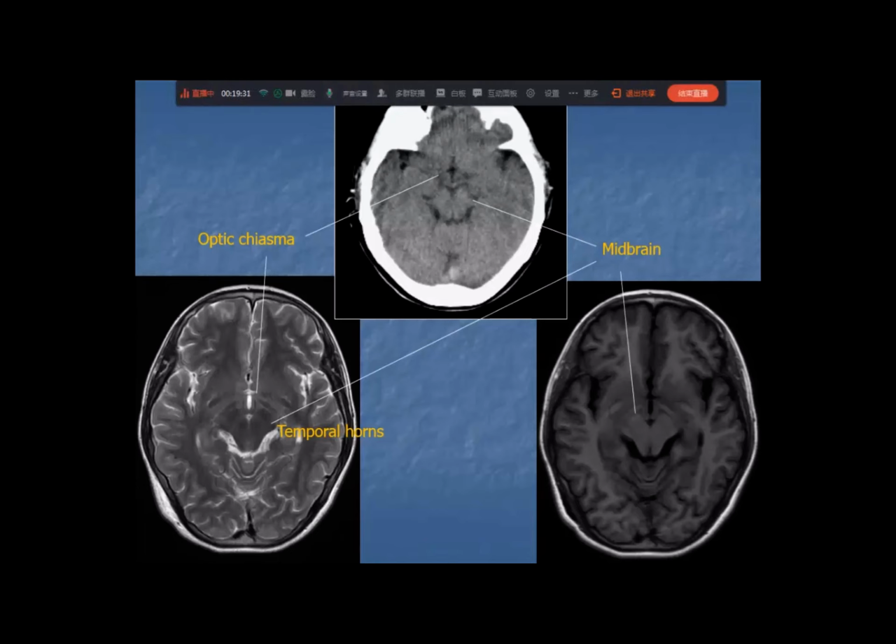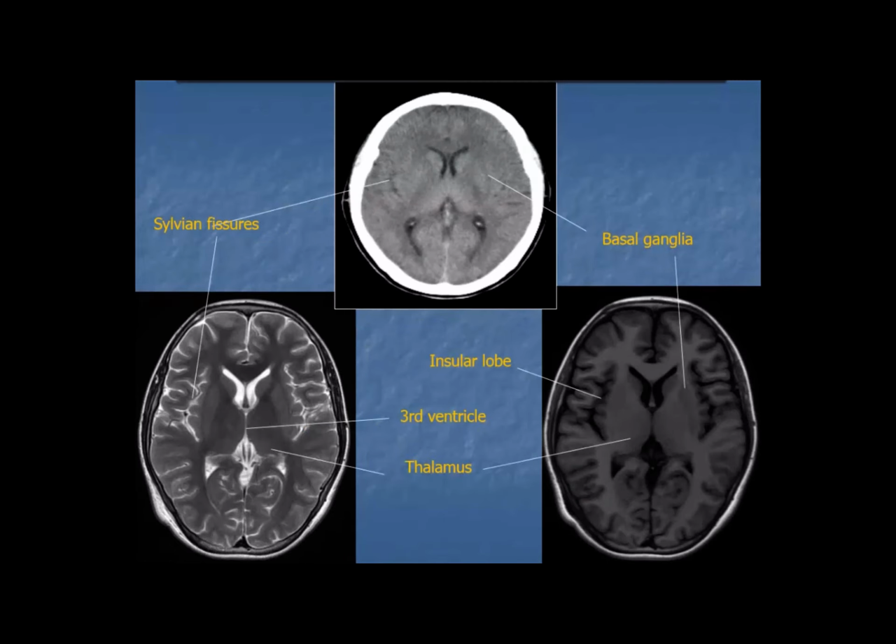This is a section of the midbrain. Here is the optic chiasm. Here is the midbrain on T1 weighted image and T2 weighted image. In this image, we can find the temporal horns. In this section, we can find the basal ganglia. This is the basal ganglia, and here is the insular lobe, and third ventricle. Here is the thalamus, and Sylvian fissures.